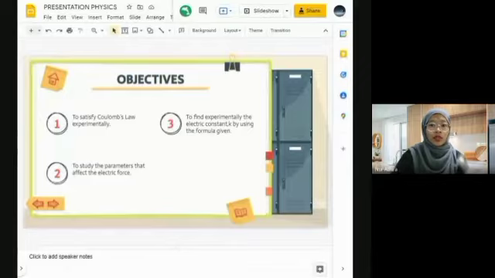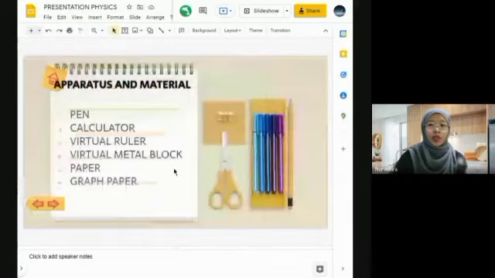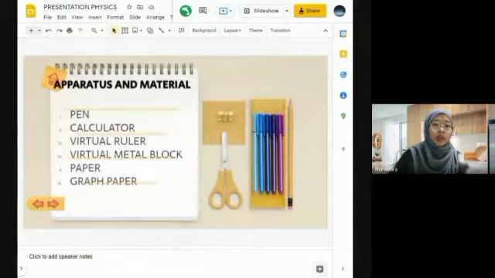For the next subtopic, the apparatus and materials that we used to complete this experiment. The first apparatus and materials are pen, second calculator, virtual ruler, virtual metal block, paper, and graph paper. So next I will pass it to Najwa.